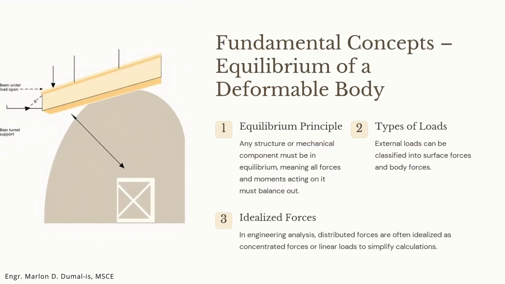Before we dive into material behavior, let's review a key principle: equilibrium. Any structure or mechanical component must be in equilibrium, meaning all forces and moments acting on it must balance out. External loads can be classified into surface forces and body forces. Surface forces occur due to direct contact, such as the force of a crane's hook lifting a load, or the ground supporting a mining shaft. Body forces, on the other hand, arise without direct contact, like gravitational forces acting on a bridge or electromagnetic forces influencing metallic structures. In engineering analysis, distributed forces are often idealized as concentrated forces or linear loads to simplify calculations.